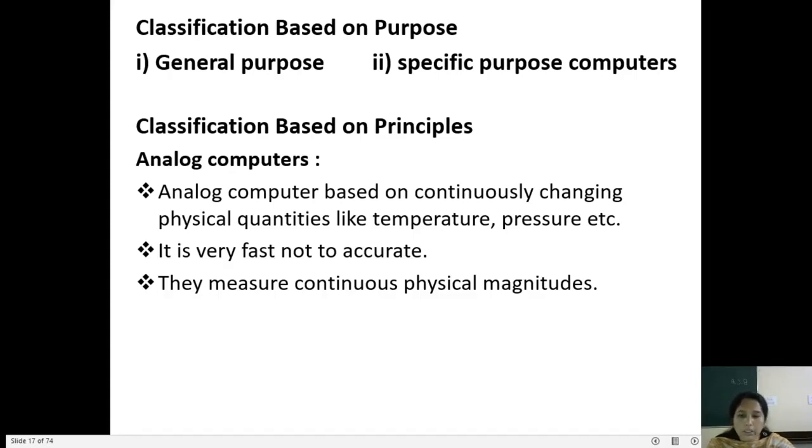And when you compare, it is not so very fast and not so accurate, and it is one which helps the user to measure continuously based on only physical magnitude.